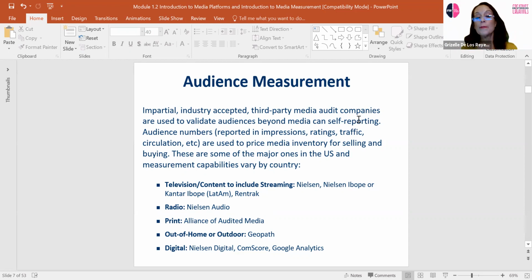Radio is Nielsen Audio. In print is the Alliance for Audited Media. In out-of-home is Geopath. In digital is Nielsen Digital, Comscore, Google Analytics. And then the client or the agency may develop their own KPIs. But these are, again, what they report, these third-party syndicated and industry accepted, which is very important because it has to be accepted in the industry as the currency on which to transact. For example, the industry accepts the heavyweight in the category, which is Nielsen, and Nielsen worldwide, by the way.